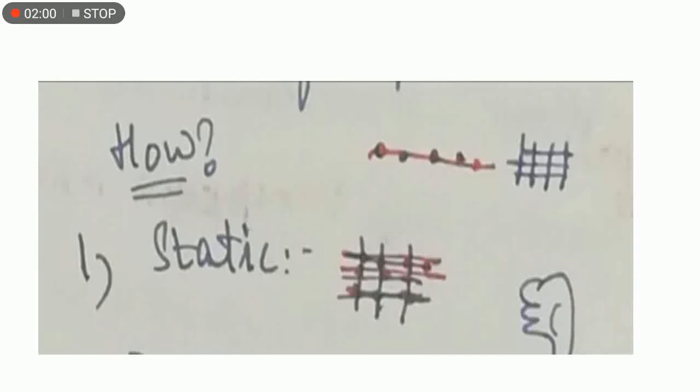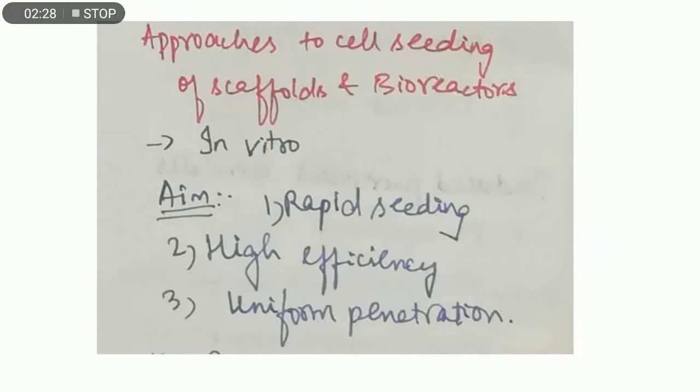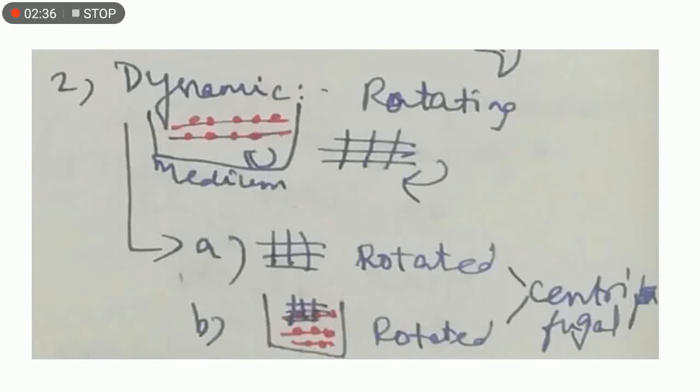So these three are the aims. There are 6 techniques about how we do it. For illustration purposes, this can be considered as the cells which are going to be added to this scaffold. Static means we basically place the scaffold in a plate, and after that we place these cells, assuming that the cells will get incorporated into the scaffold by themselves, passively. However, rapidness is not possible here. It's not even high efficiency. Uniform penetration can be there, but two of the aims are not satisfied, which means we need another technique.